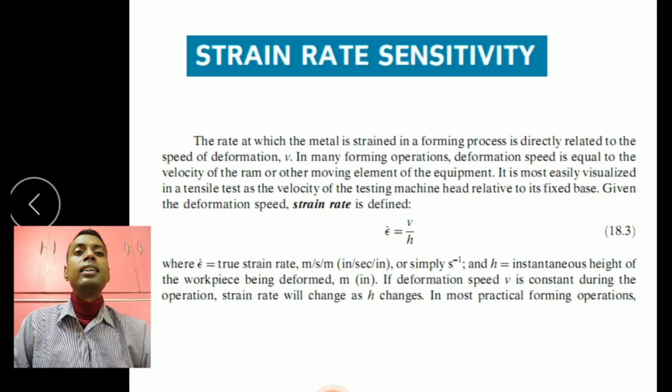Strain rate sensitivity, epsilon dot equal to V by H. What is H? Instantaneous height of the workpiece being deformed. Okay. If V is the deformation speed and V is constant during the whole operation, the strain rate will change with the help of H.